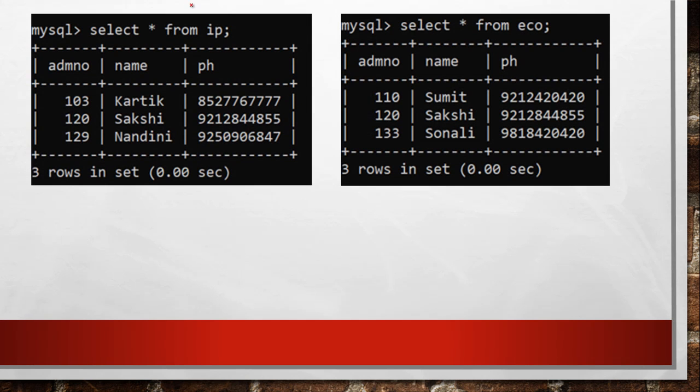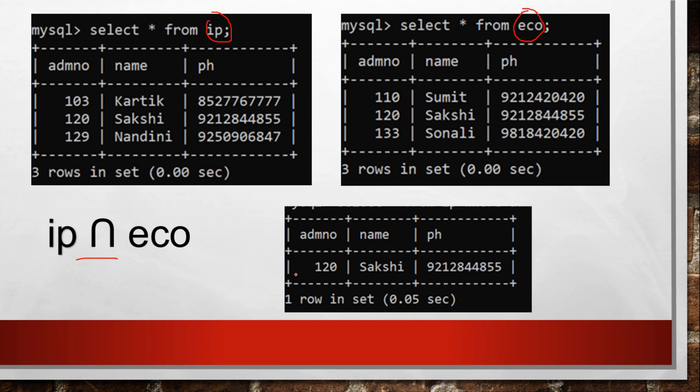Now suppose we have a table of IP and a table of eco, and when the intersection operation is performed on these two tables, that is IP intersection eco, then we get the result of only Sakshi, because the Sakshi record is common in both the tables, and the intersection will give us only the common record.